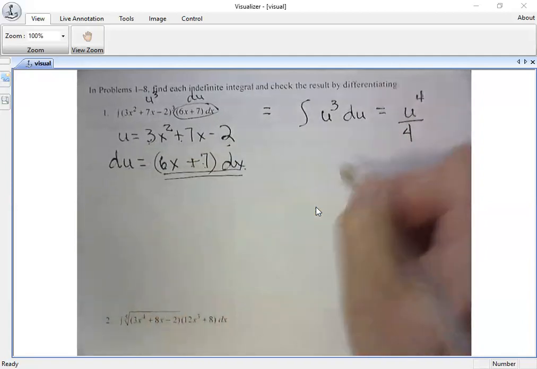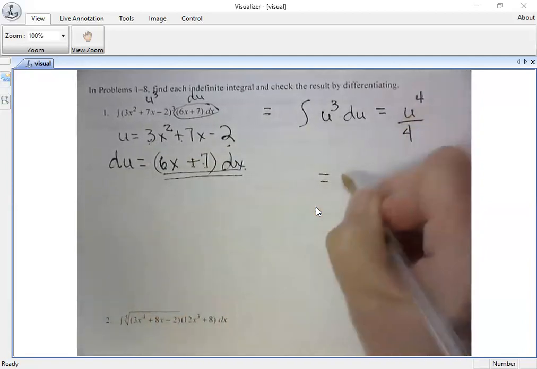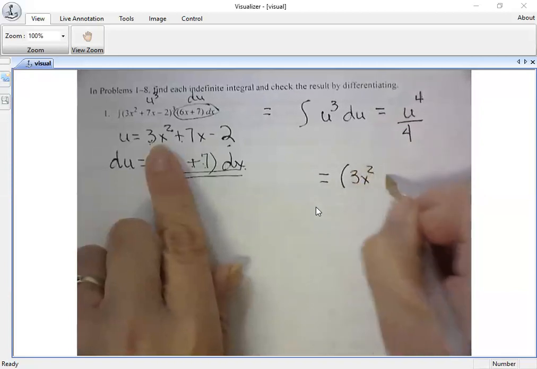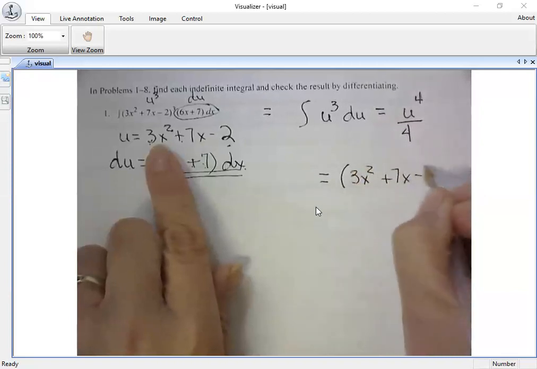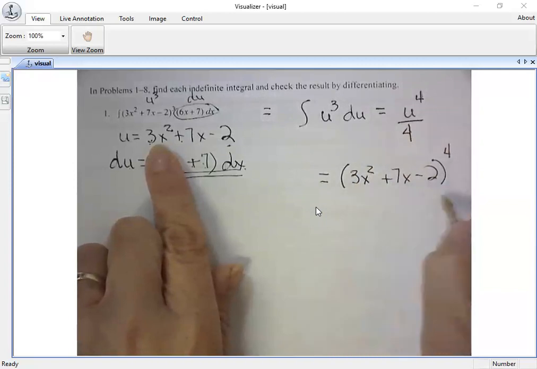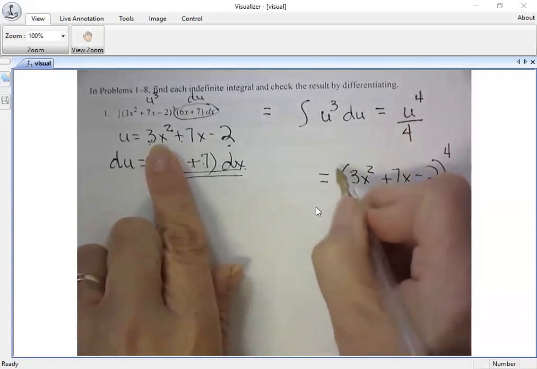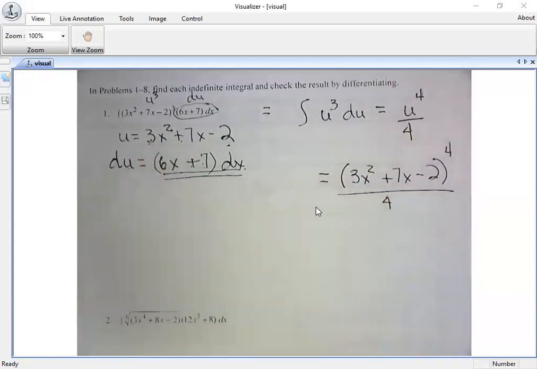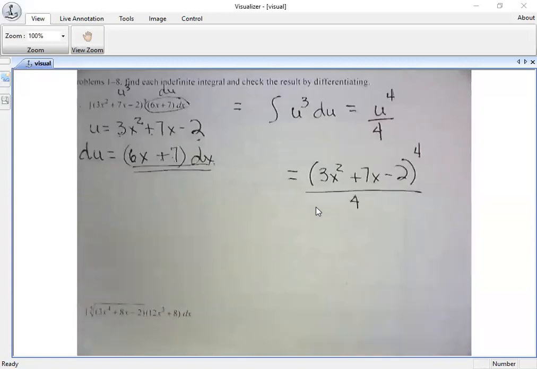Let's see. Okay, that's what we're going to do. So instead of u, now I'll put what u equals, which is 3x squared plus 7x minus 2. That's raised to the fourth power. And I can either put the whole thing as being over 4, or if I wanted to put a times 1/4 in the front, whichever way you want to do it. Okay, and then because it came from a family, I need a plus c, right?